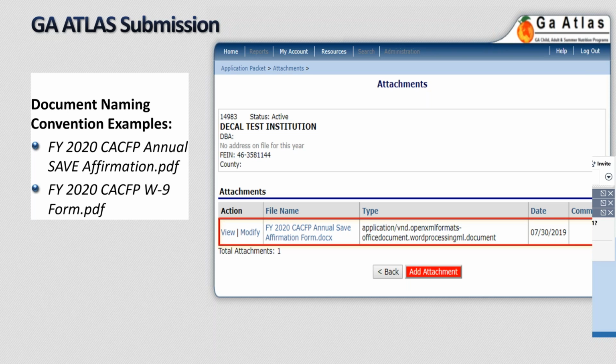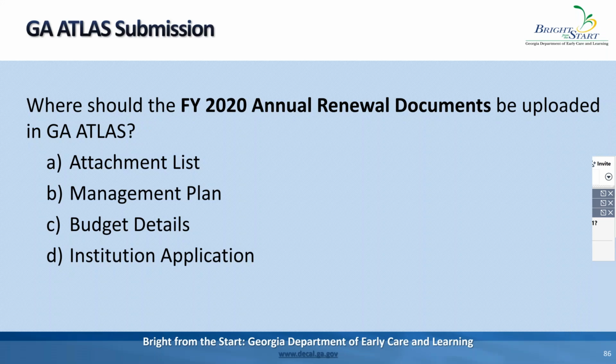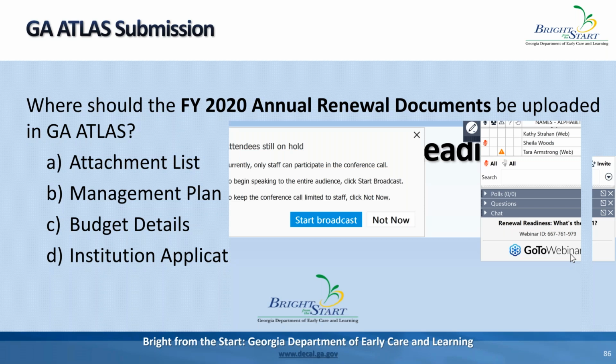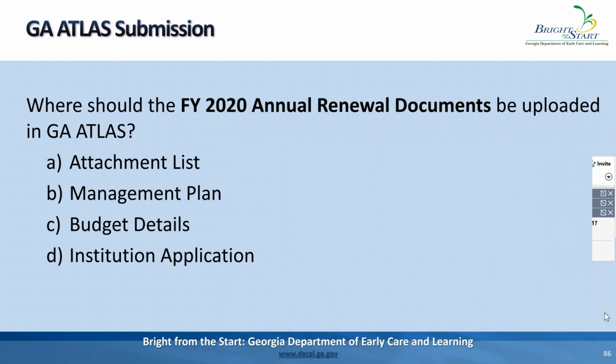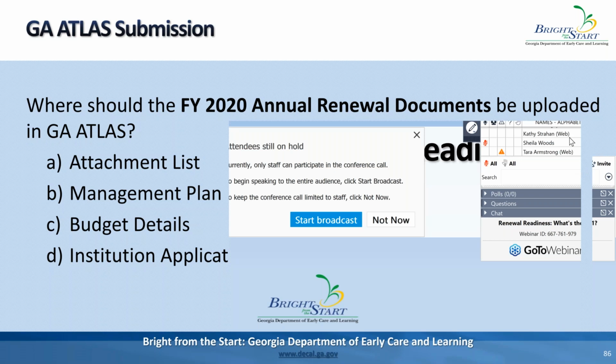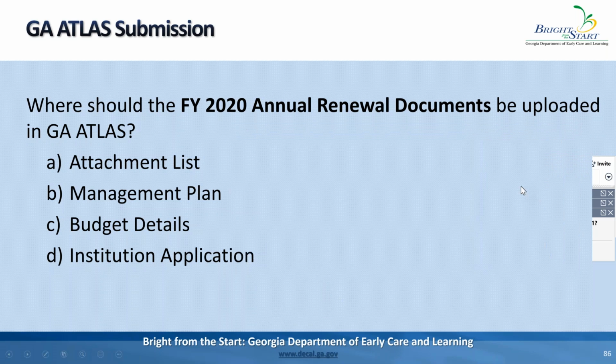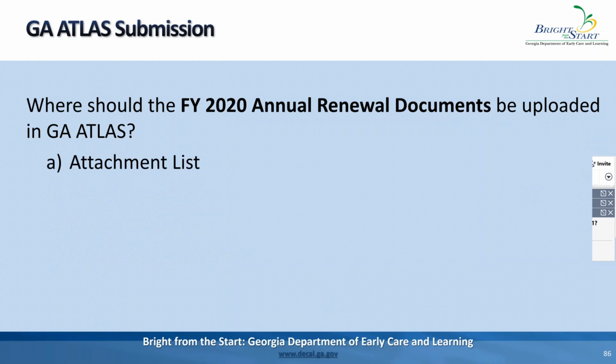Another question time. Where should the fiscal year 2020 annual renewal documents be uploaded in Georgia Atlas? Should it be in the attachment list, the management plan, the budget details, or the institution application? All right, there you go. Attachment list. Thank you for your participation.